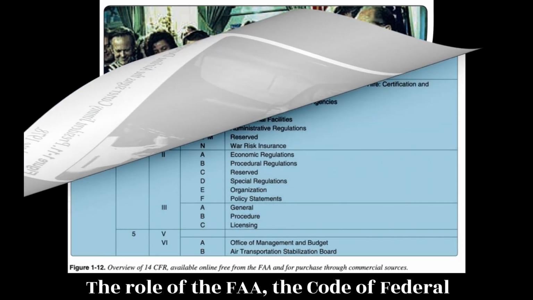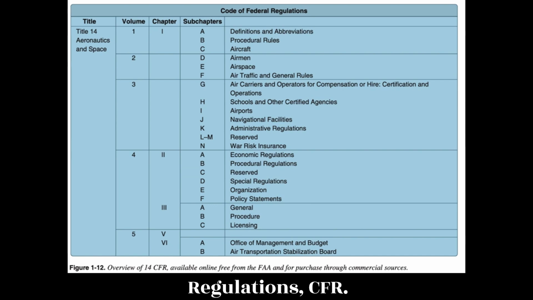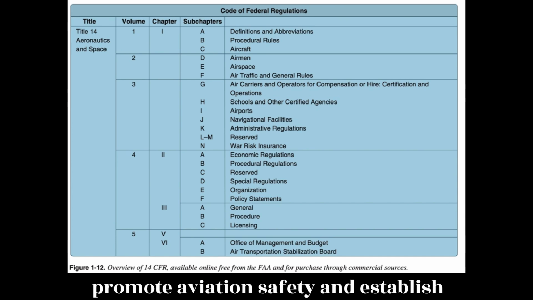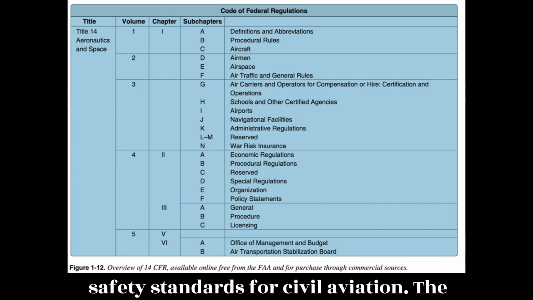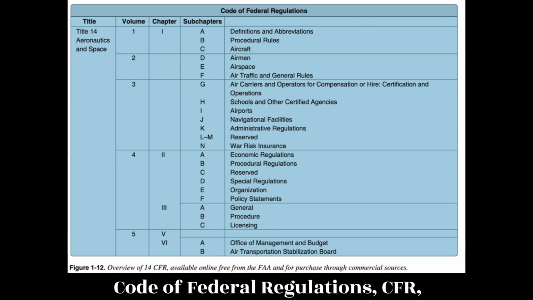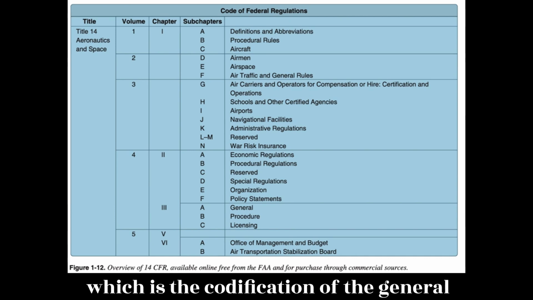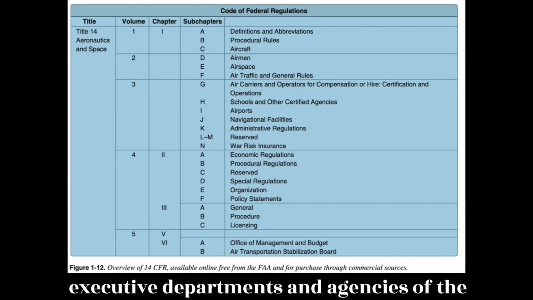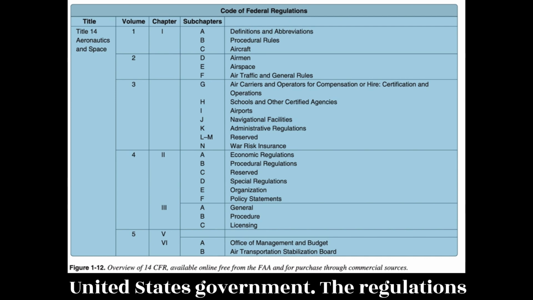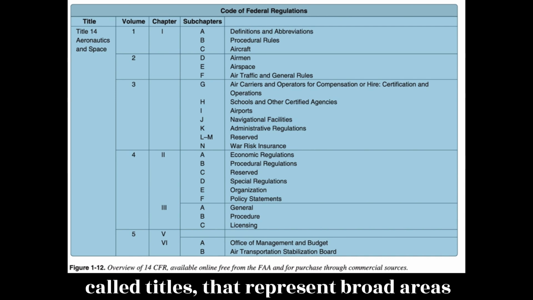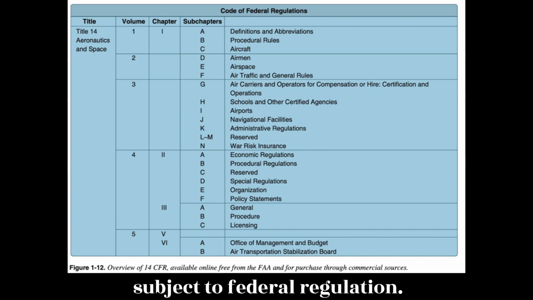The role of the FAA. The Code of Federal Regulations, CFR. The FAA is empowered by regulations to promote aviation safety and establish safety standards for civil aviation. The FAA achieves these objectives under the Code of Federal Regulations, CFR, which is the codification of the general and permanent rules published by the executive departments and agencies of the United States government. The regulations are divided into 50 different codes, called titles, that represent broad areas subject to federal regulation.